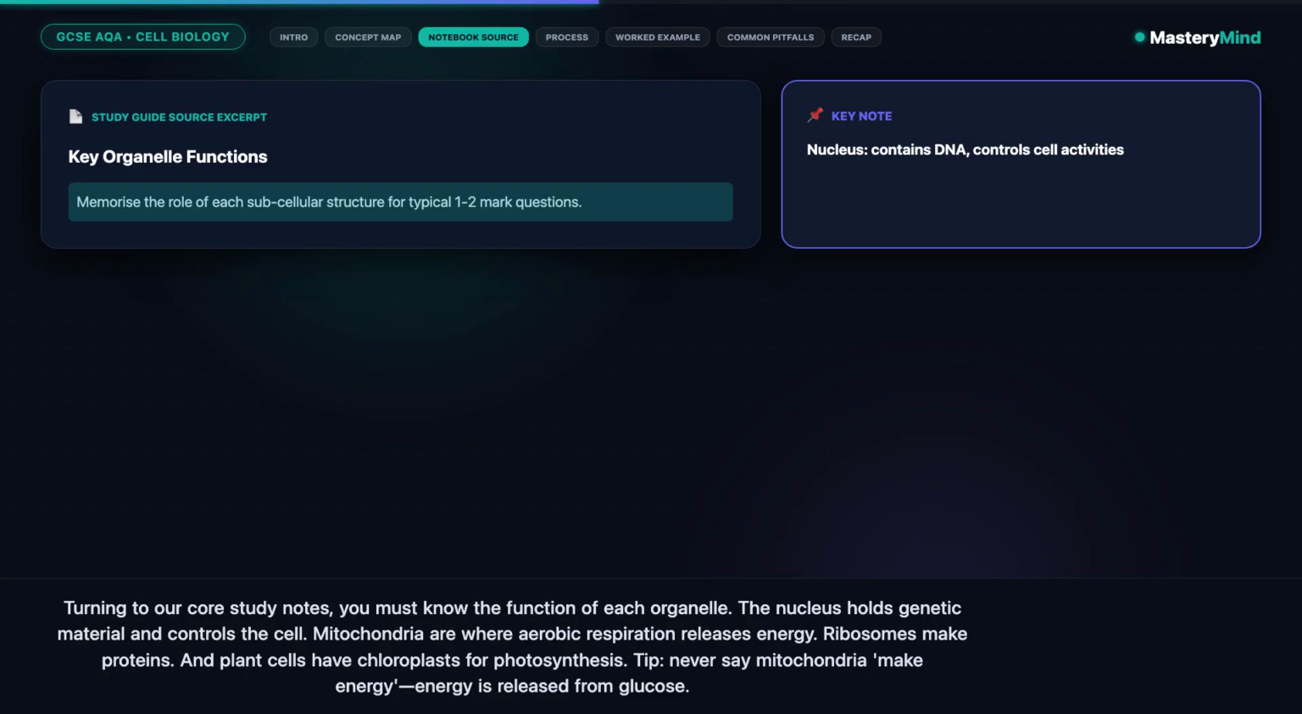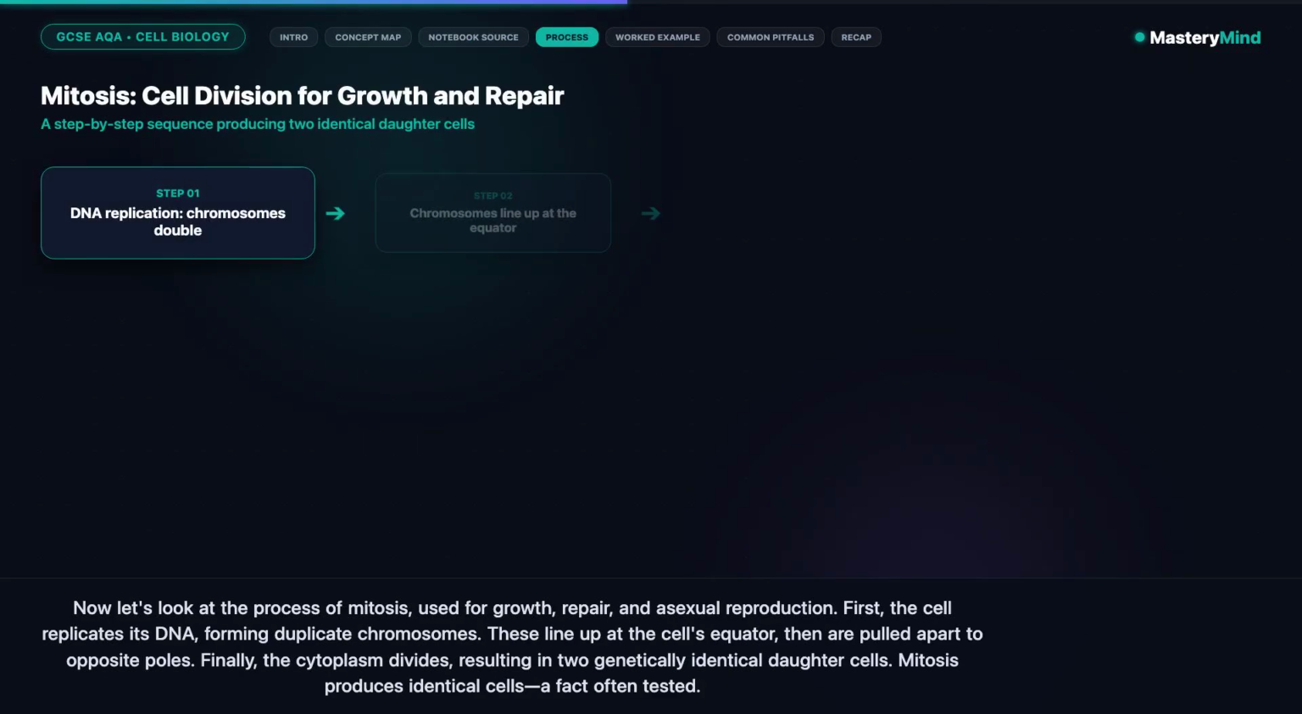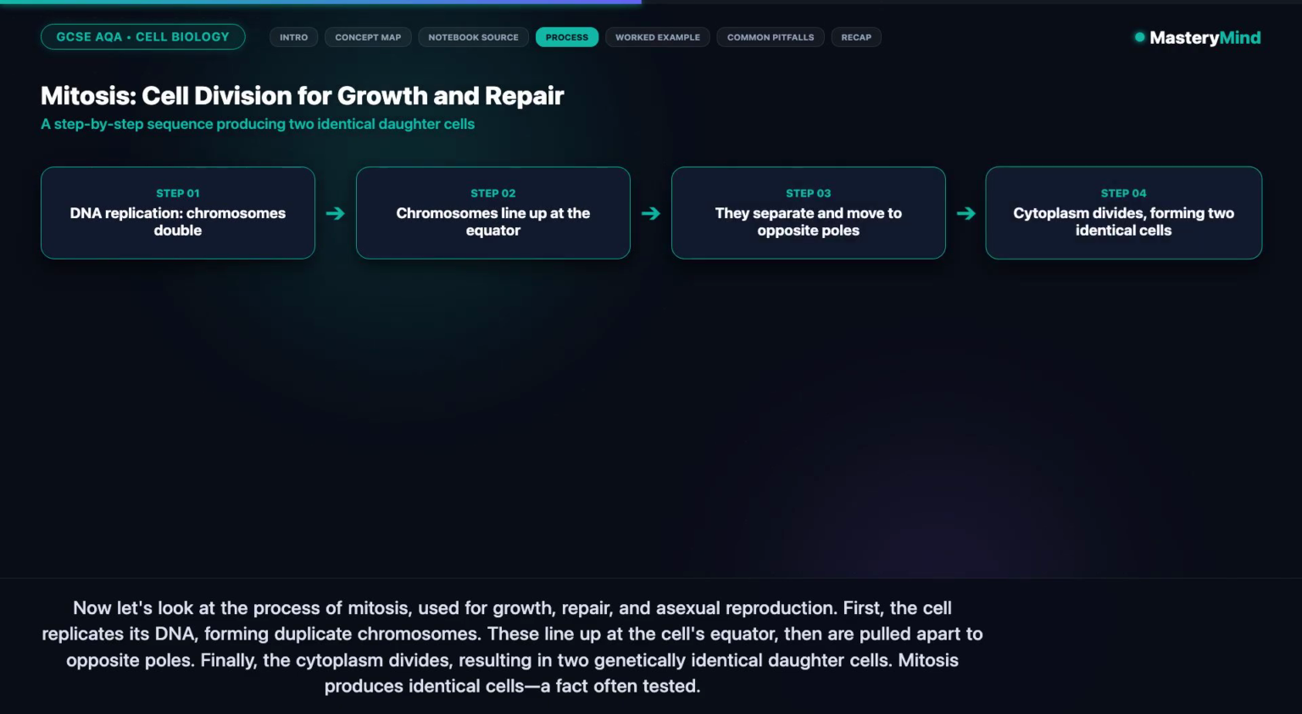Now let's look at the process of mitosis, used for growth, repair, and asexual reproduction. First, the cell replicates its DNA, forming duplicate chromosomes. These line up at the cell's equator, then are pulled apart to opposite poles. Finally, the cytoplasm divides, resulting in two genetically identical daughter cells. Mitosis produces identical cells, a fact often tested.